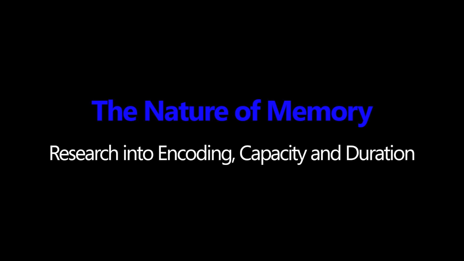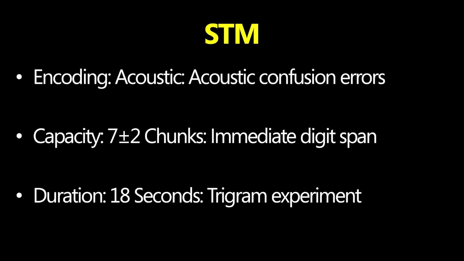Encoding of the STM is acoustic. We find that by finding that rhyming letters are harder to recall, and these are called acoustic confusion errors. For example, A, G, E, D is harder to recall than F, T, Z, Q, W, R.